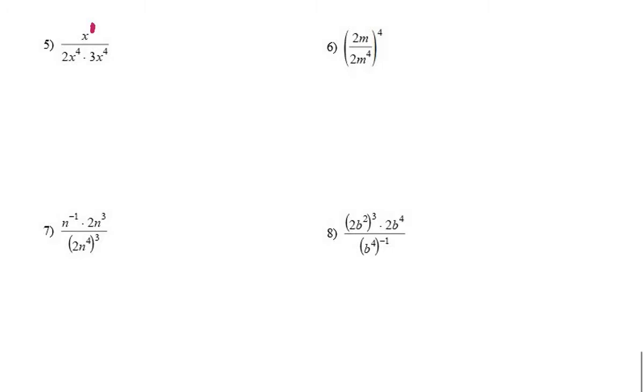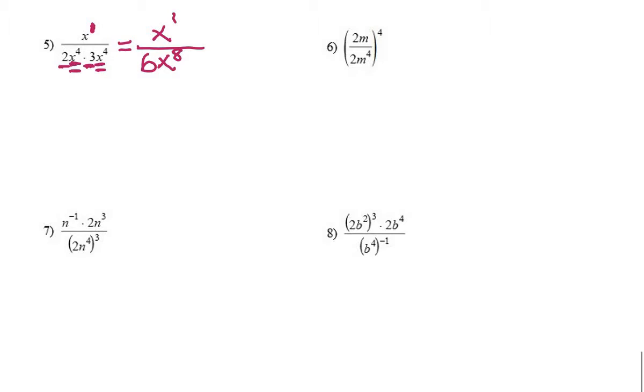First, I'm going to simplify the denominator of this fraction before I do anything else. So I'm just going to ignore the x to the first power for now. In the denominator, I'm going to do 2 times 3, which is 6. And then I'm going to multiply x to the 4th times x to the 4th. When I multiply like bases, I can add the powers. So that would be x to the 8th power.